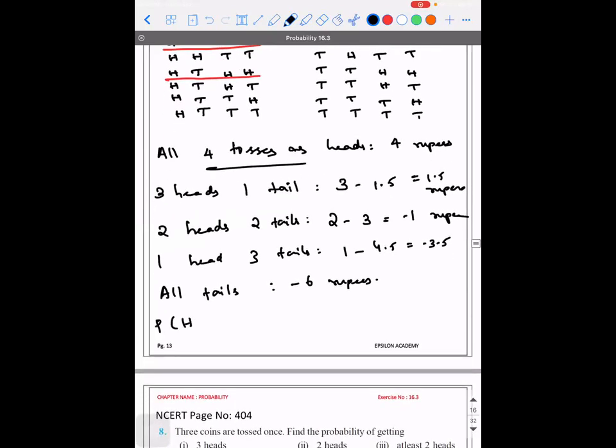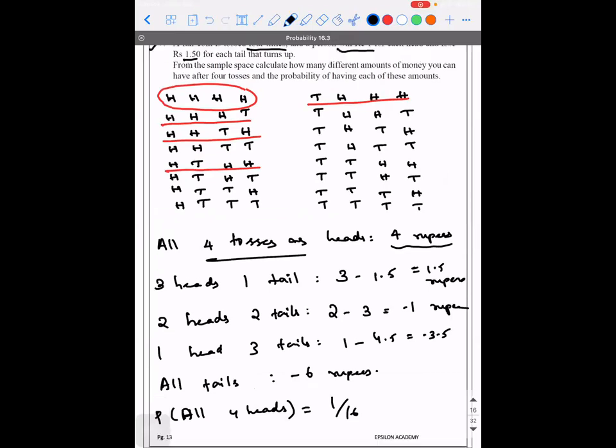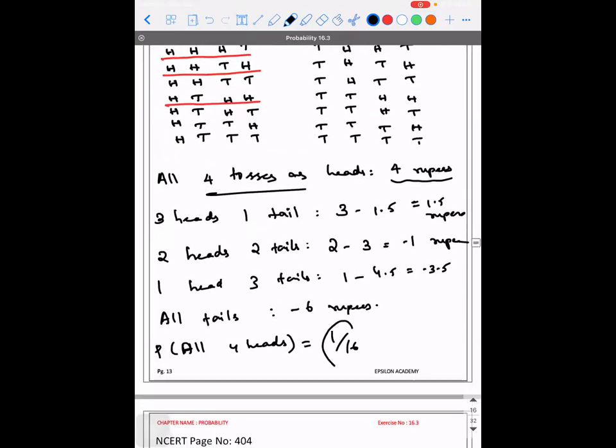So what is the probability of getting all 4 heads? It is 1 out of 16. What are they asking? What is the probability of having each of these amounts? So the probability of the person gaining 4 rupees is 1 out of 16. What is the probability of the person gaining 1.5 rupees?